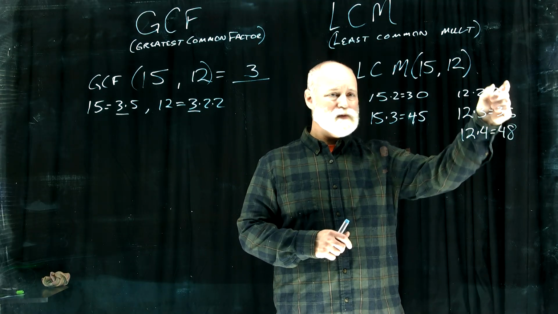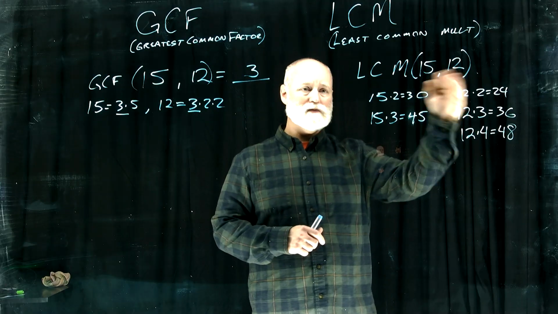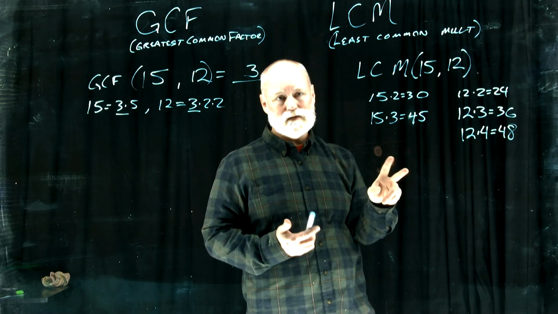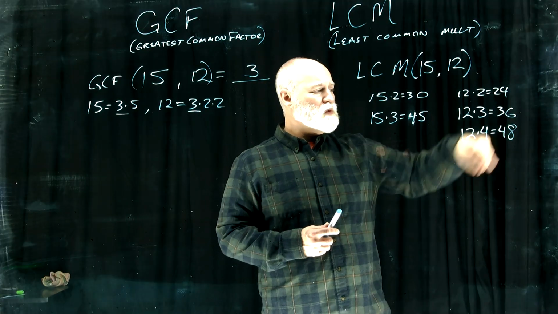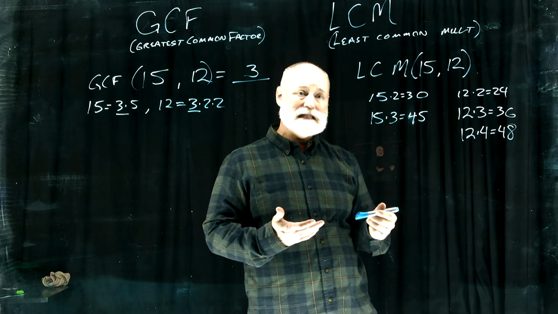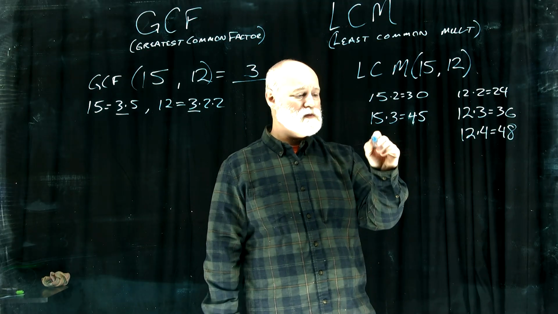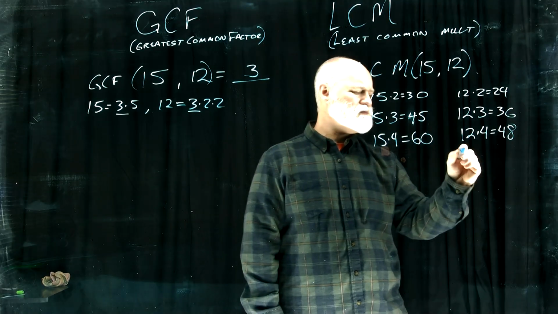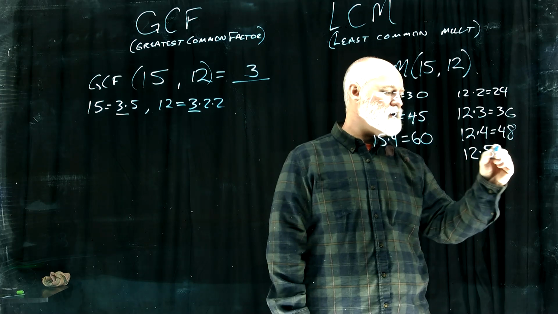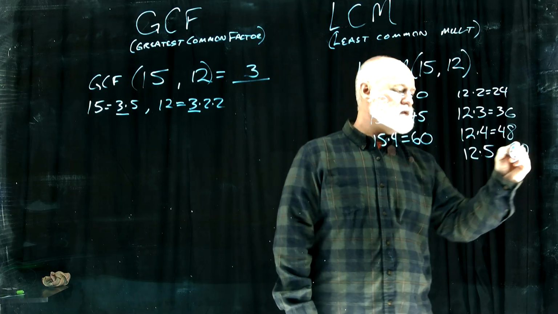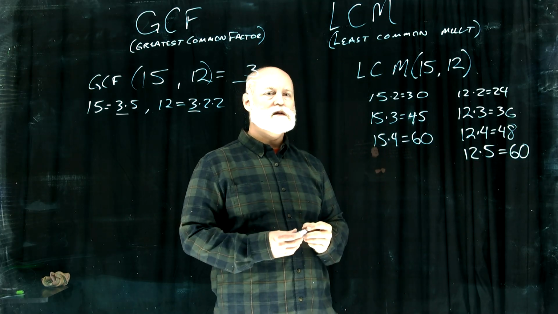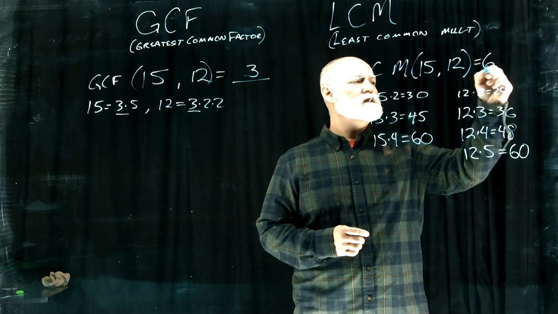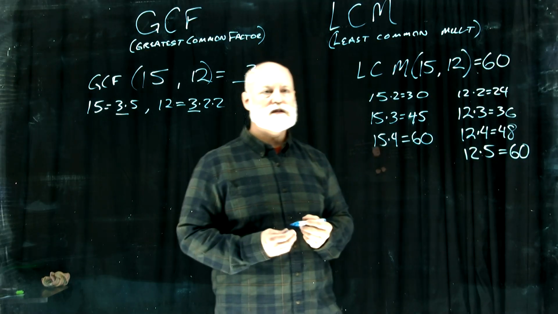Multiples means these numbers that we're getting when we multiply the original values by something. So when we say least common multiple, we need at least 2 of them. Normally we do it in pairs. And we're going to keep going until we find one that's the same multiple. So we do the next one. 15 times 4, which gives us 60. 12 times 5, which gives us 60. Right? So now we have found the least common multiple between 15 and 12, which is 60.